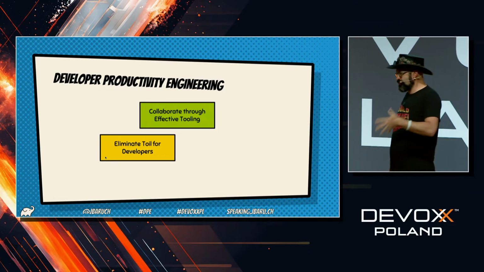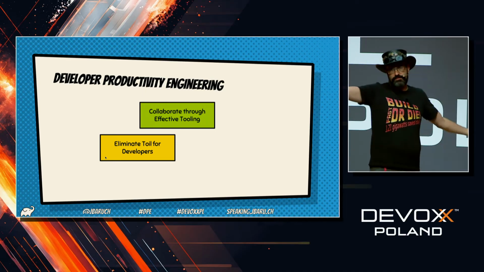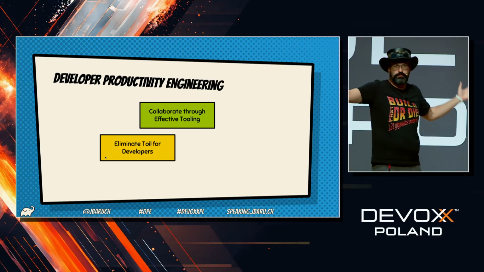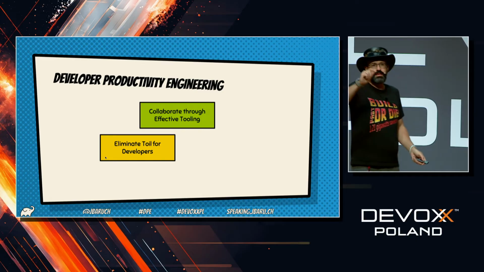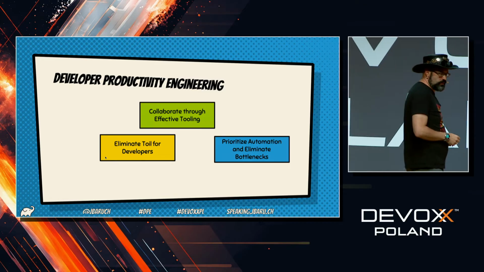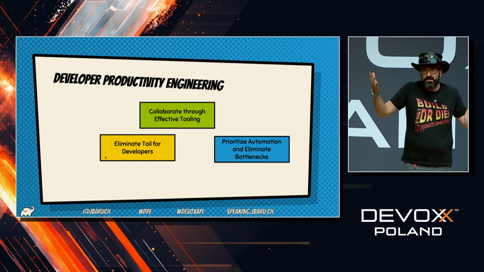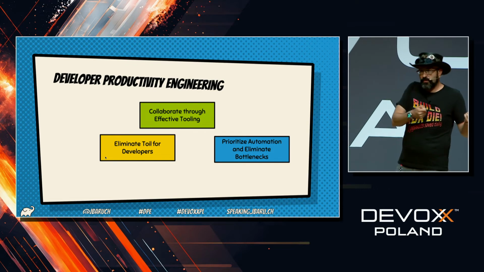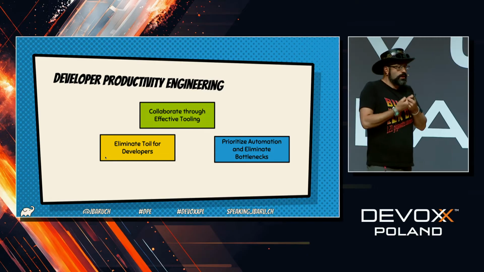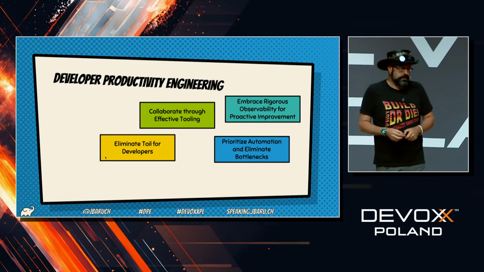Instead of, hey, this is my build failure log and it's like 20,000 lines of stack traces, here is what didn't work, help me fix it. Effective tooling can help with that. Prioritize automation and eliminate bottlenecks. This is something from DevOps, and it's been done with our production pipelines, but what about our development environment? Do we prioritize automation for the development environment and eliminate bottlenecks?